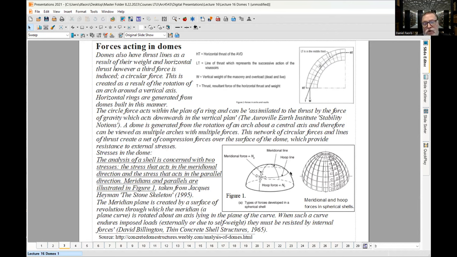The second element is N sub phi. This is the hoop force. So in the case of a circular dome, these are a series of circles that radiate from the top center point, and they're obviously increasing in radius or diameter as you get towards the ground. Now, these can be in compression or tension. We'll talk about when that shift occurs and what that means. The analysis of a shell is concerned with these two stresses, those in the meridional direction and those in the parallel direction. The parallels are called the hoops. And so you're seeing on the right-hand side the force flow with the arrows going downward. That represents our force condition.